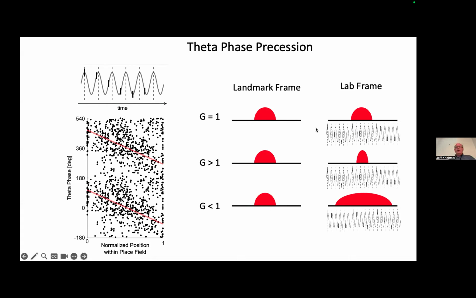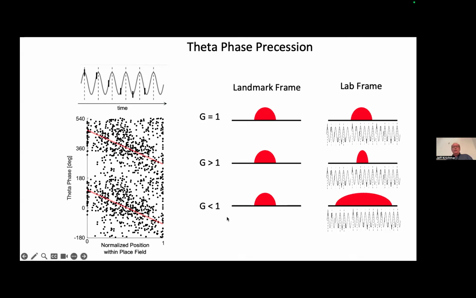But what does that mean relative to the lab frame? What that means is when the gain is greater than one, basically the landmarks are moving in the opposite direction of the animal. If the gain is two, that means this place field is going to fire twice per lap in the lab frame of reference. The whole map is going to be shrunk in half, which means the place field itself is going to be half the size in the laboratory frame of reference.